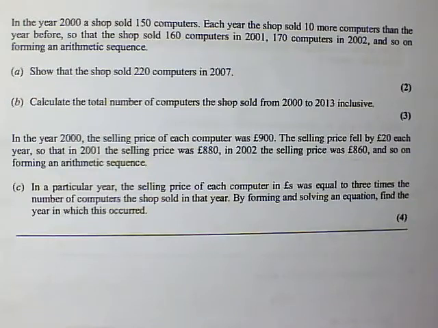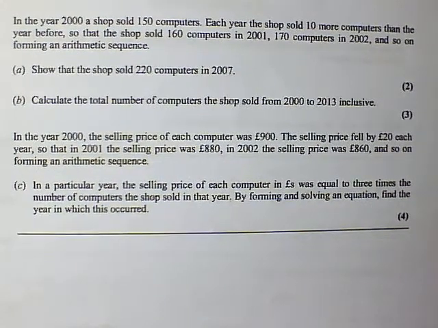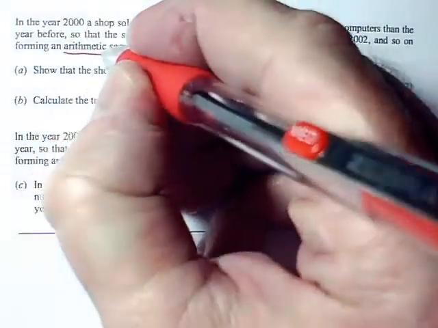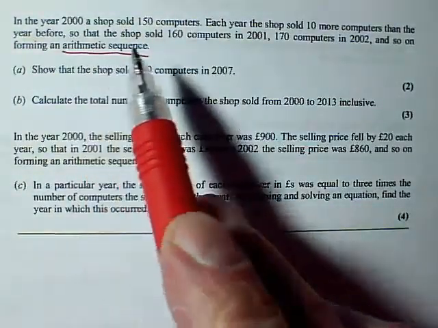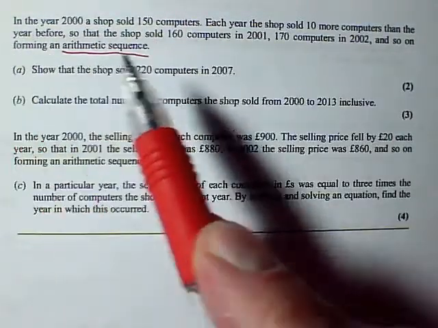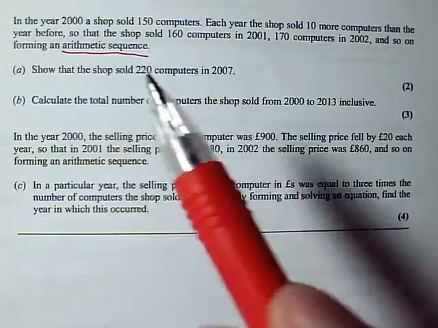Okay, question 8. As soon as we see all these words, we kind of know on Core 1 this is going to be the arithmetic progression, the arithmetic sequence question. And look, it says arithmetic sequence in it. We've got to read all these other words so we understand exactly what's going on with these computers.